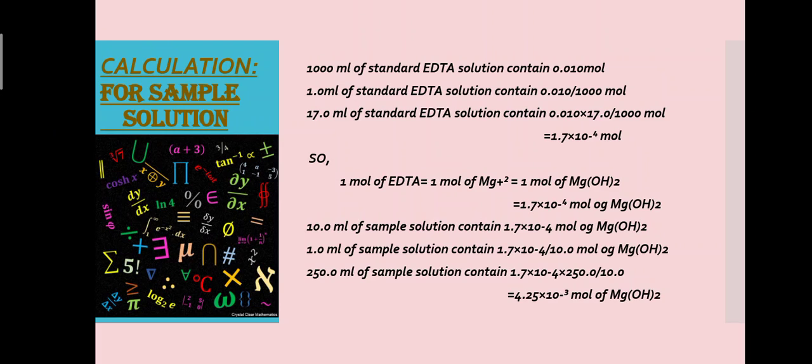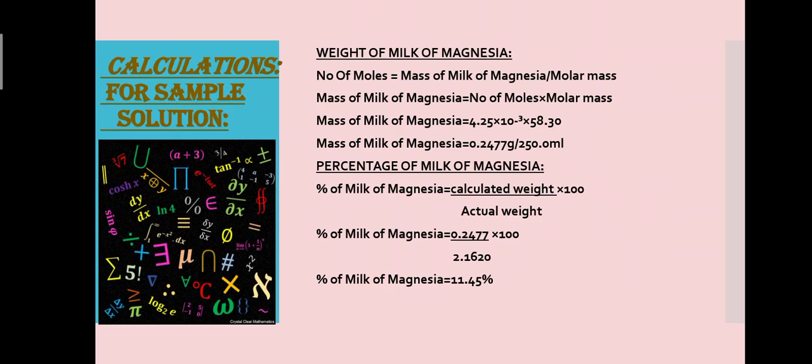Now we will calculate the weight of milk of magnesia. We know that number of moles is equal to mass of milk of magnesia divided by molar mass. Mass of milk of magnesia is number of moles multiplied by molar mass. Mass of milk of magnesia is 4.25 × 10^-3 multiplied by 58.30 molar mass. So 0.2477 gram per 250.0 ml of mass of milk of magnesia is obtained.